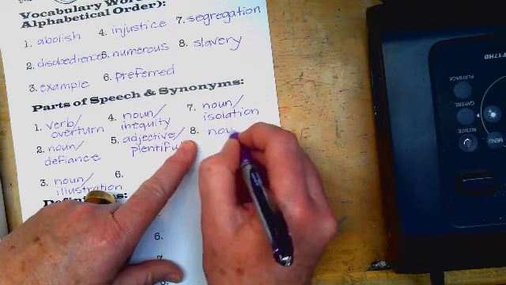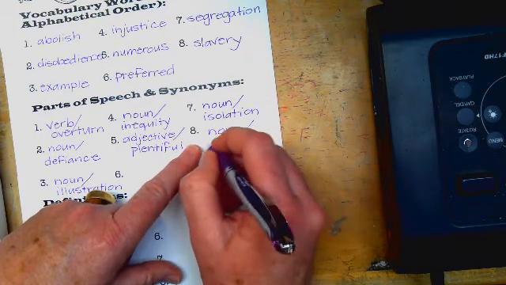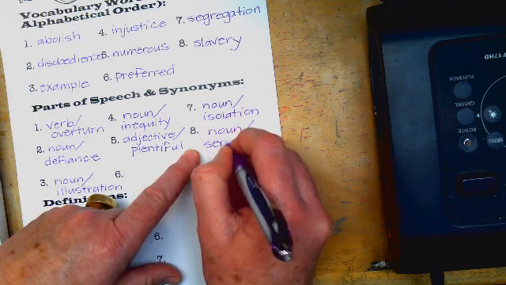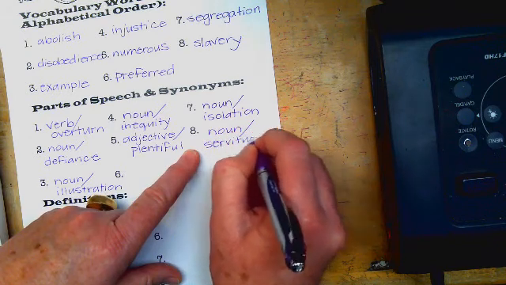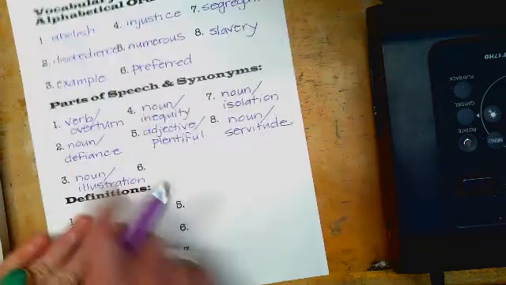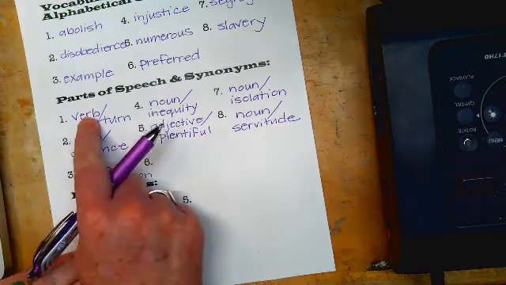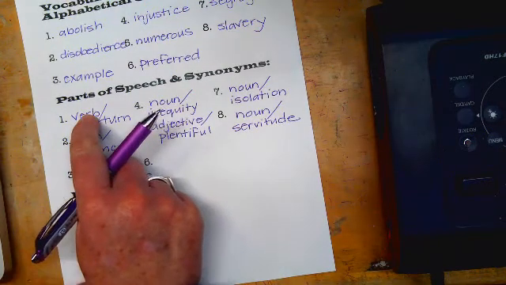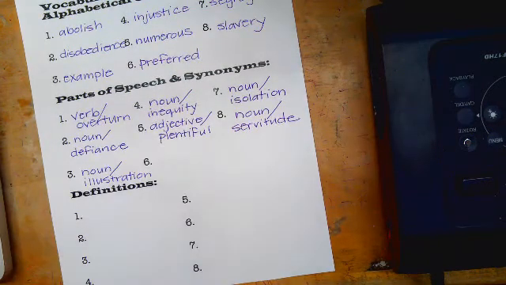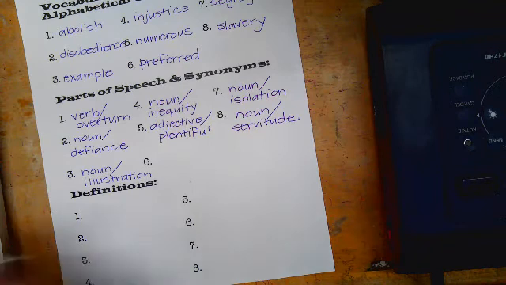And then number 8, slavery was a noun. And servitude was our synonym. Okay, so now we're done with parts of speech. A part of speech just tells you what kind of word it is. And that helps you to know how to use it.